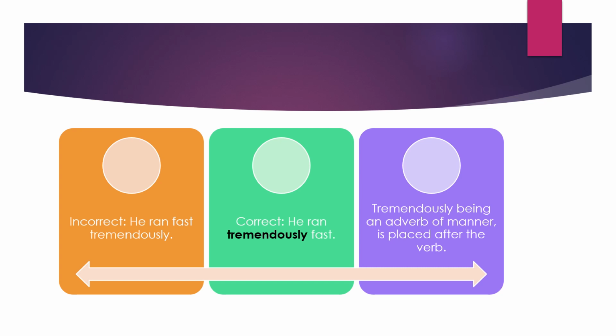He ran fast tremendously. Tremendously is an adverb of manner, and whenever you have any adverb of manner in the sentence, the MPT rule says that manner-driven adverbs will be placed after the main verb. The main verb is "ran", therefore we'll have to change the placement of "tremendously" and put it just after the verb. "He ran tremendously fast" will be the correction.